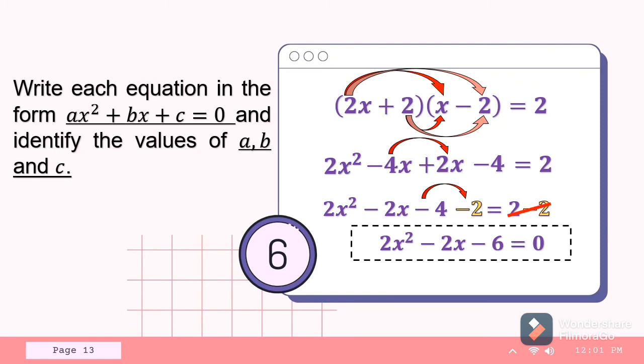We can now find the value of a, b, and c. Ang a natin dito, that is equal to 2. Ang b, that is equal to negative 2. At c, that is equal to negative 6.